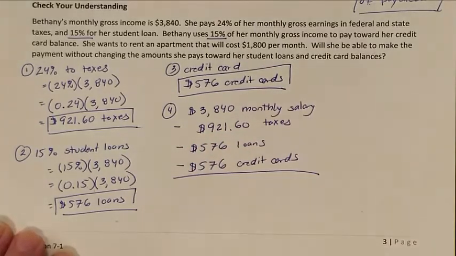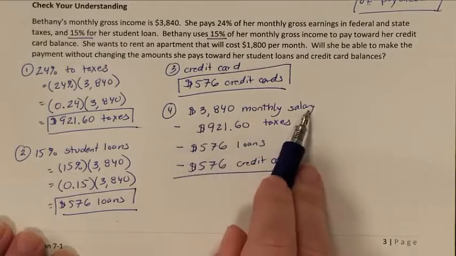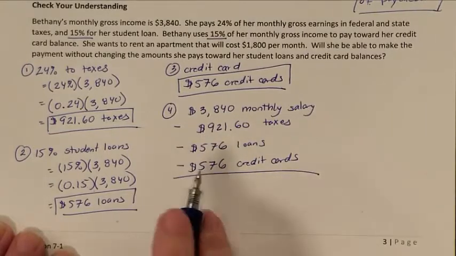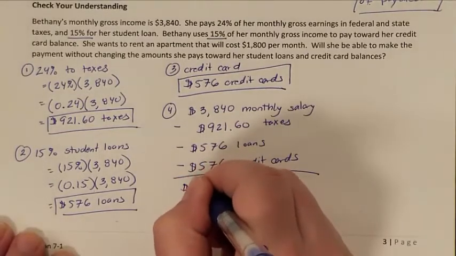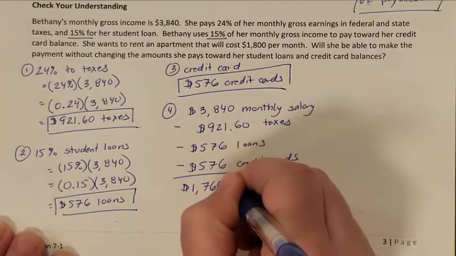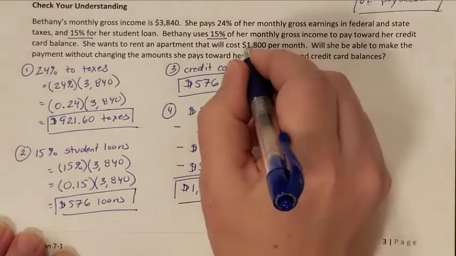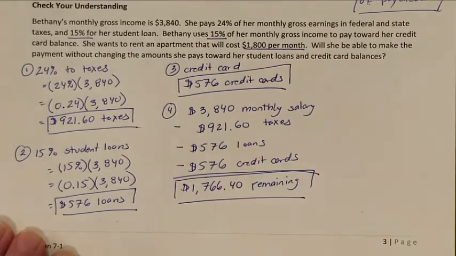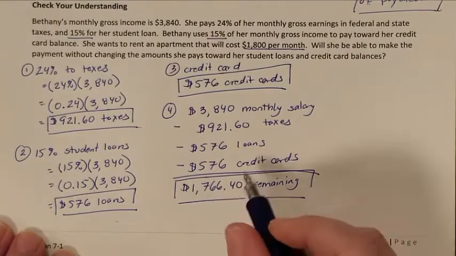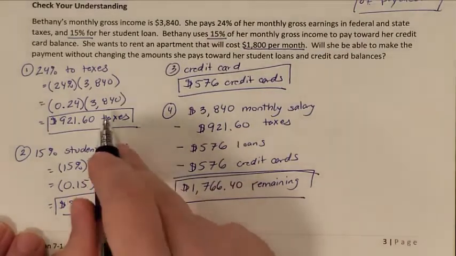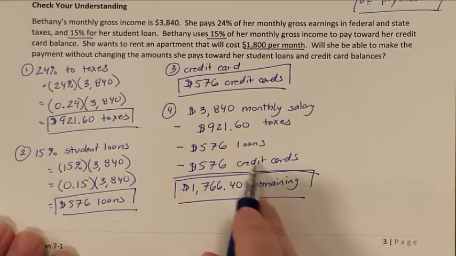How much money does she have left? If you have her monthly salary and you take away all these payments, she has $1,766.40 remaining. The question is, she wants to rent an apartment that is $1,800 per month. Can she afford it? No, she cannot afford it. Not only can she not afford it after she pays these 3 dues, that isn't even remotely close.